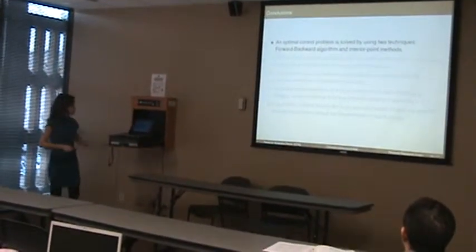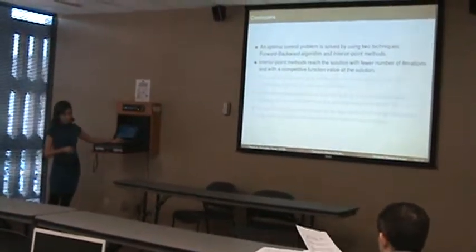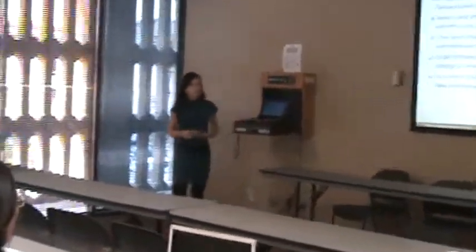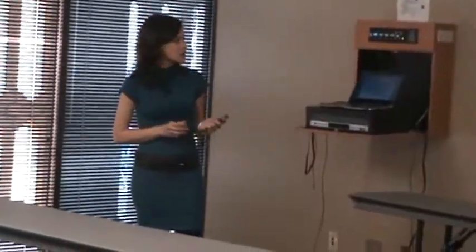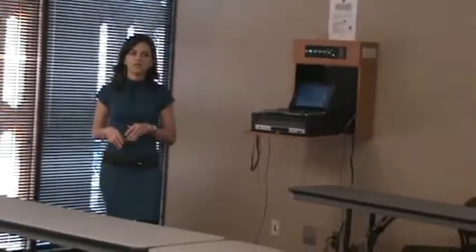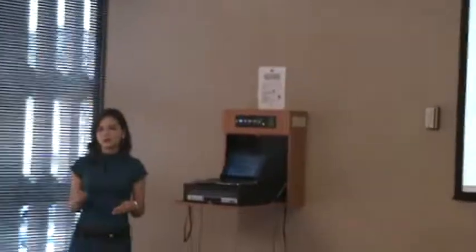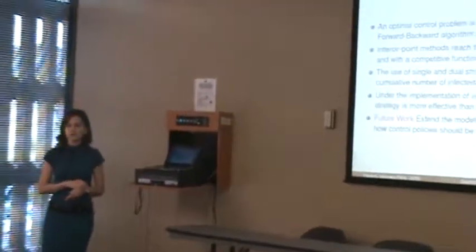Some conclusions. As I told you before, we solve an optimal control problem using two methodologies, forward-backward and interior point methods. We find that interior point methods solve the problem more quickly than the other one. We also find that the use of single and dual strategies reduces the final epidemic size. For future work, the idea is to extend this model to an age group model. The idea is to divide the population into groups because, for example, influenza has a different impact on people of different ages. So we want to know how the policies should be applied in each group.